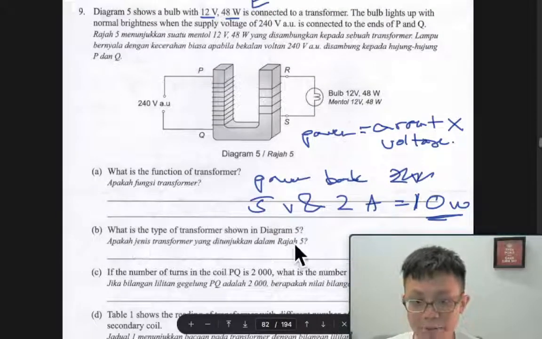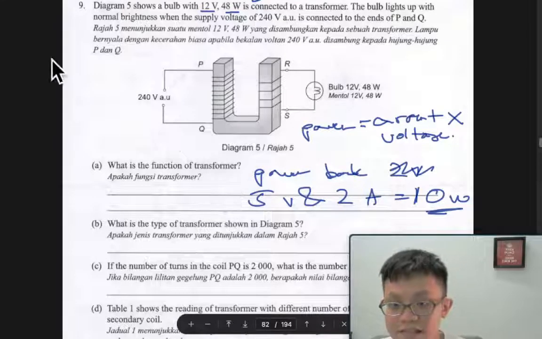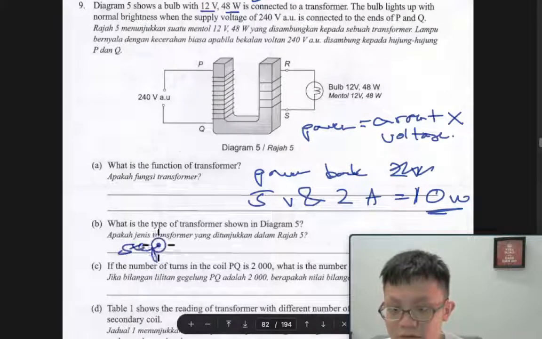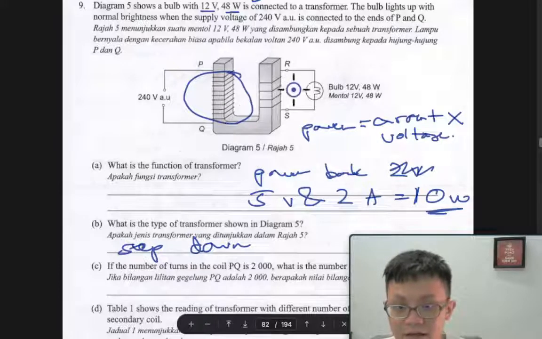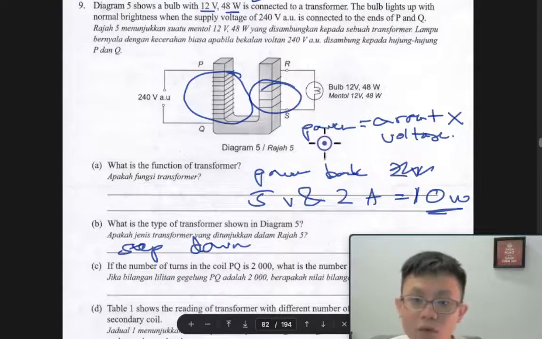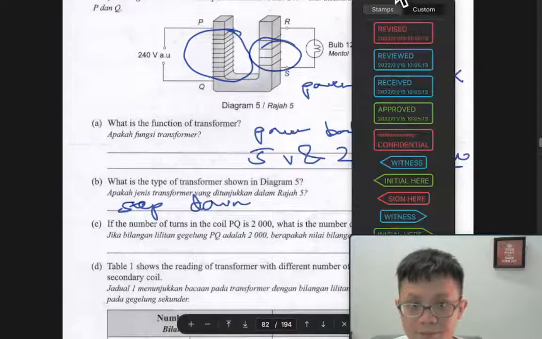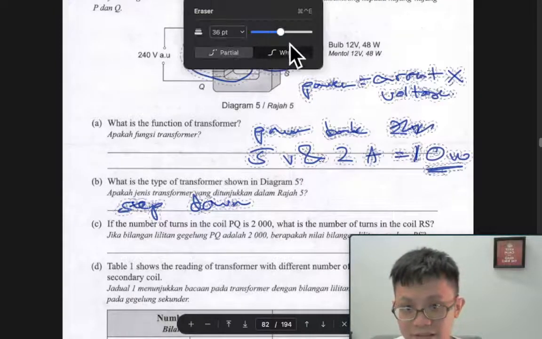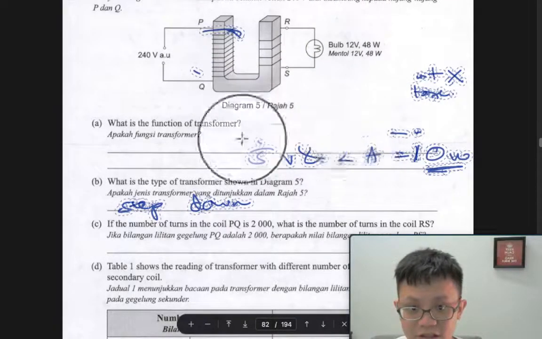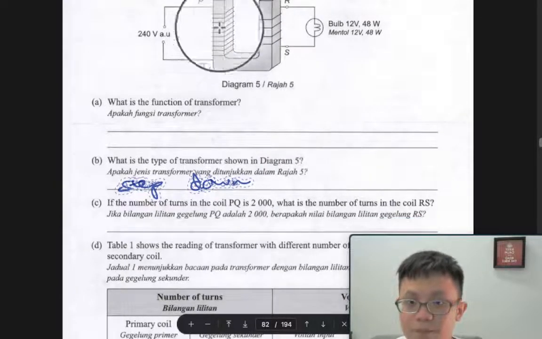What is the type of these transformers? Okay, very good. So this is a step down transformer. Step down. The reason is that we see here there are many turns, here is fewer, so we know that it is a step down transformer. Okay, let me just erase this. I feel it's very messy already, so that I don't confuse myself.